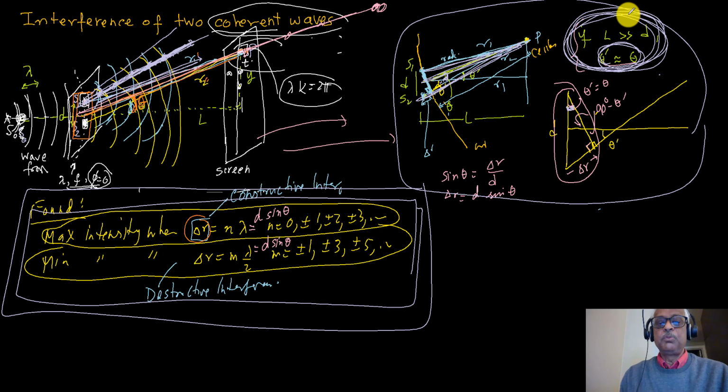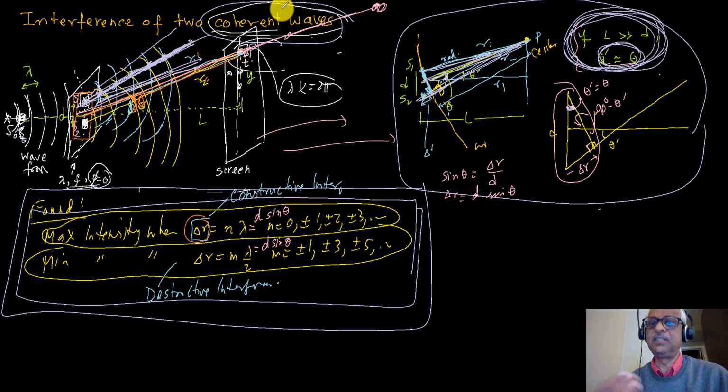Another thing I would like you to pay attention to is that the waves have to be coherent. If the waves are not coherent, then the time averaging when you measure an intensity will wash this out, and you will not see an interference pattern. So it's very important that the waves are coherent for you to see the interference pattern.